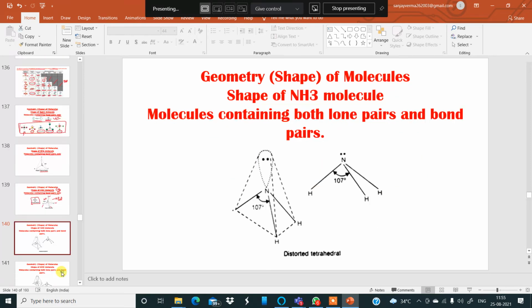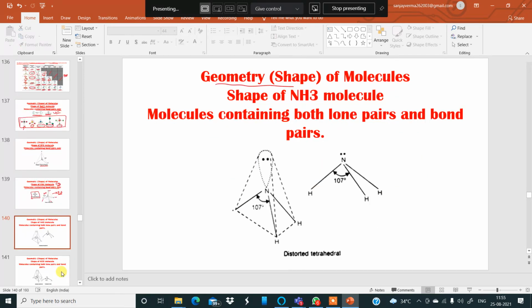Then moving to the next slide, geometry shape of molecules, shape of ammonia molecule. Now the ammonia molecule is a molecule containing lone pair also as well as bond pair. Have a look at this. There is a lone pair.